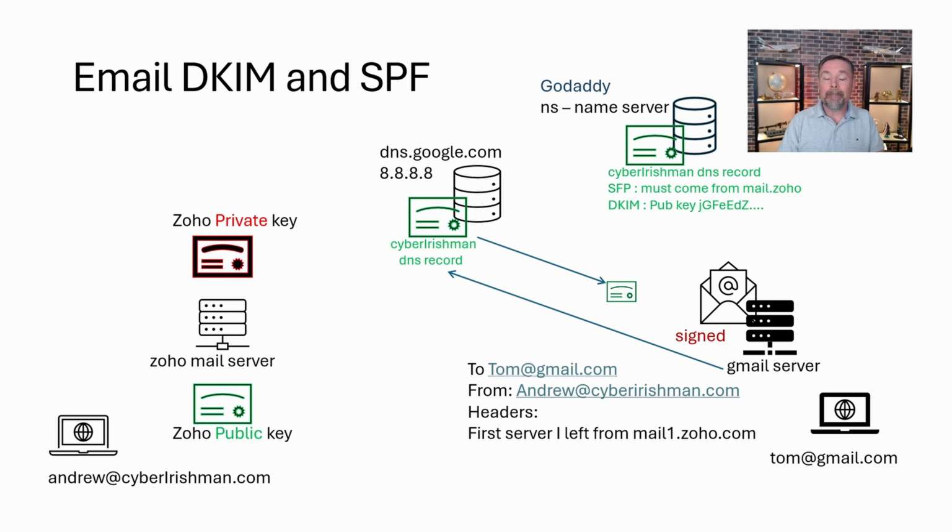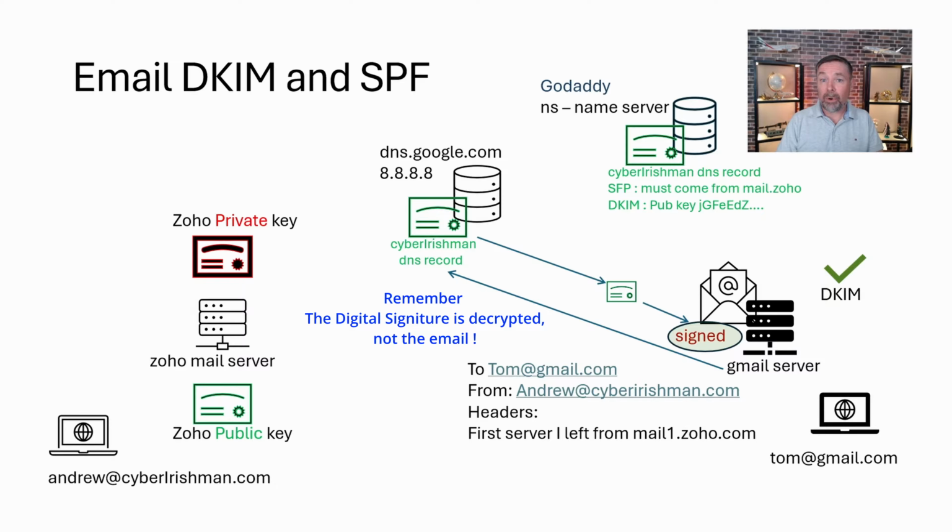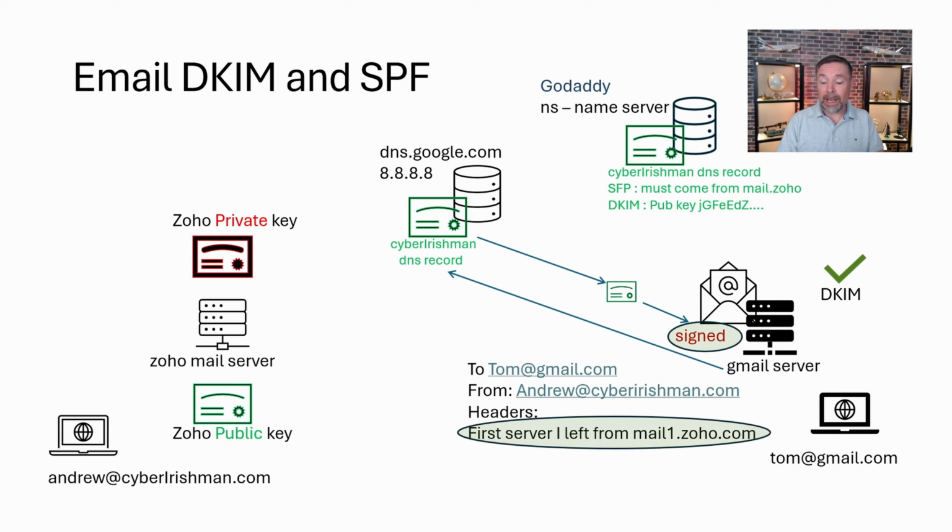Gmail server applies the public key it got from the DNS records to that digital signature. And if it decrypts okay and it looks good, we have an okay with the DKIM. It worked. It was properly signed. Looks like it came from a Zoho server. Well, then it goes and checks what is the first server it left from. And if that matches what's in the DNS records, that is an SPF check. This email is considered not spam.